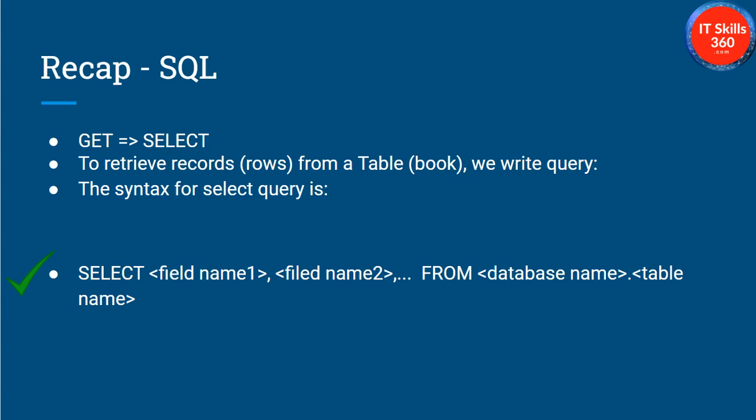Select field name 1, comma, field name 2, comma, and you can go on up to however many fields are available in that table. Then from the database name or schema name, dot, table name. That simple is the structure, but this is going to help you all along the course.